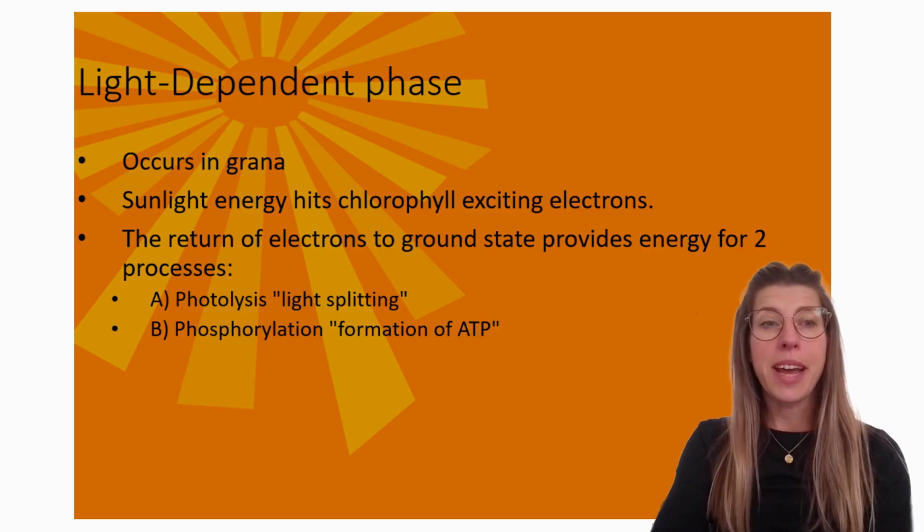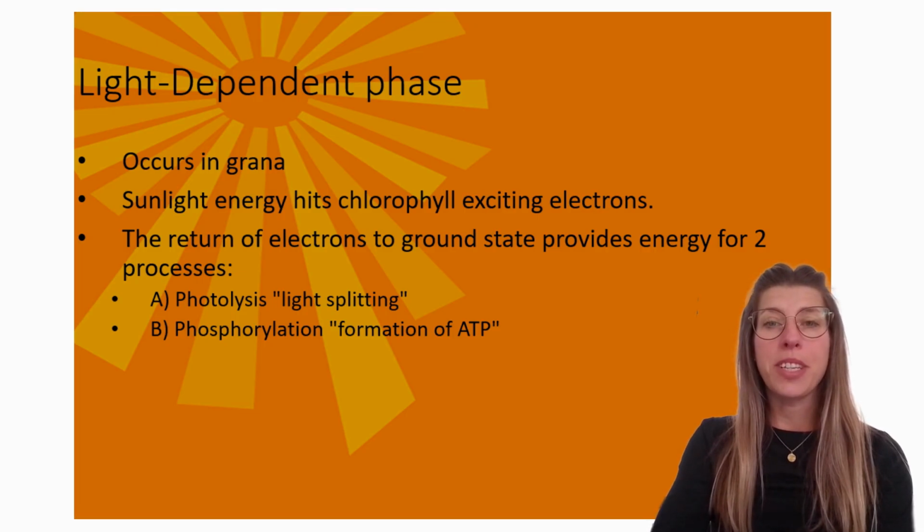So the light-dependent phase, as I mentioned, occurs in the grana. The sunlight energy hits chlorophyll and will excite electrons. The return of electrons to ground state provides energy for two processes. So we're going to be seeing something called photolysis. Again, there's that word lysis, splitting. Okay, photo meaning light. So we're going to be using light to split something. What is that something? We'll be talking about that in a moment.